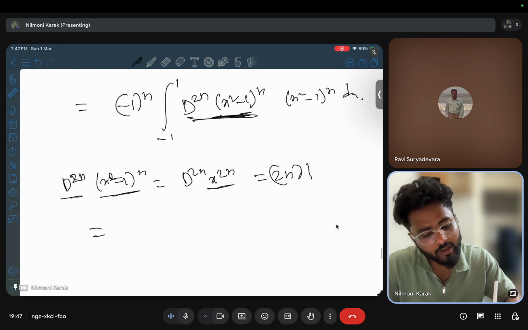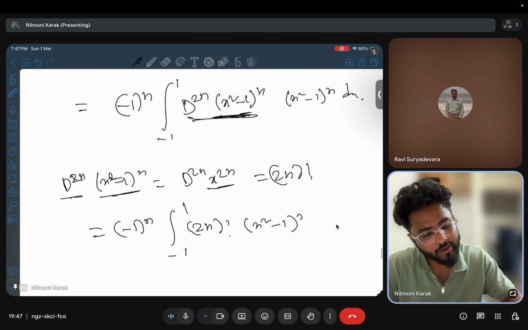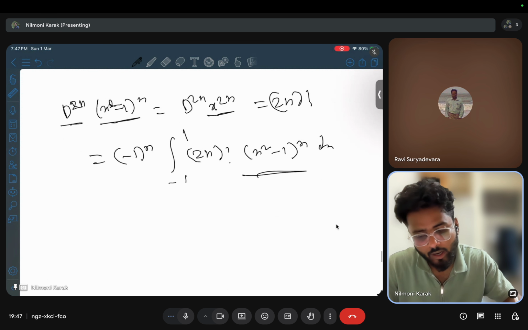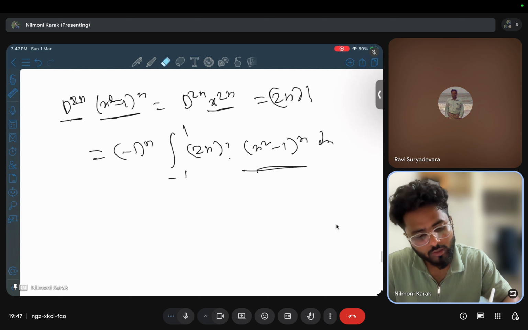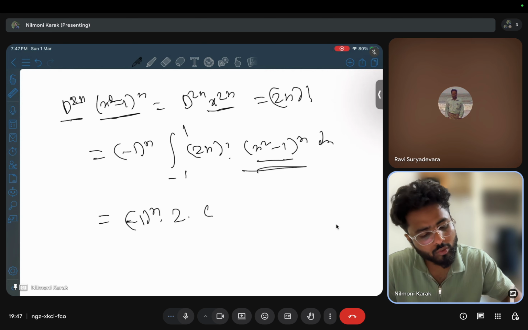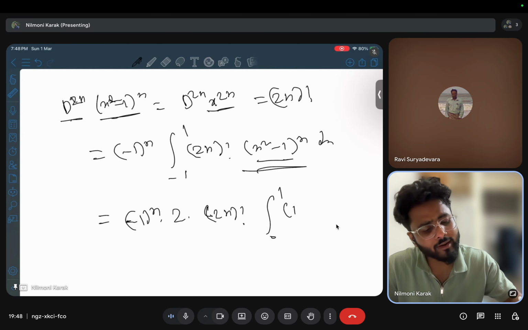And then (−1)^n times the integral from −1 to 1 of (2n)! (x² − 1)^n dx. Do you know how to differentiate this? This is x² − 1, an even function. So (−1)^n times 2 times (2n)! integral from 0 to 1, so we can write (1 − x²)^n.